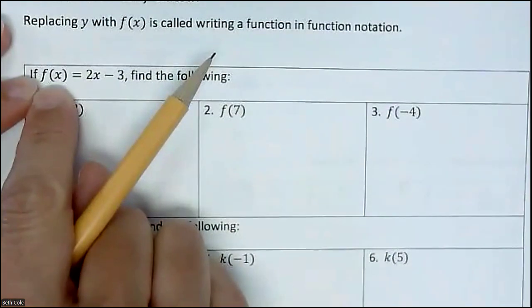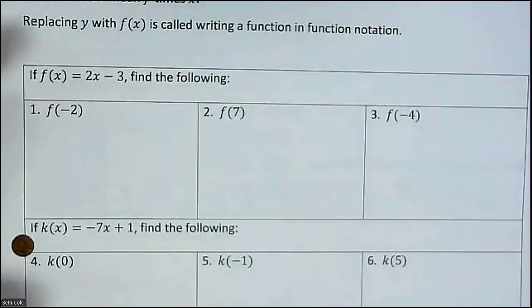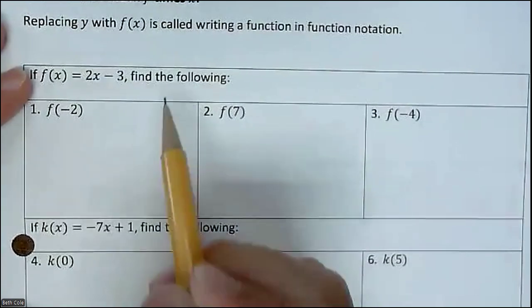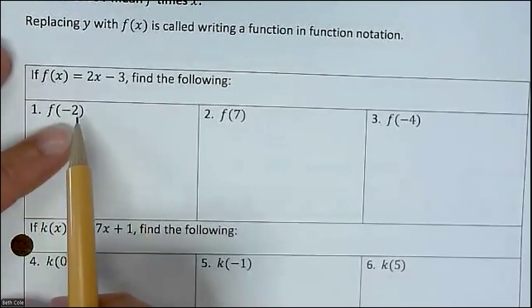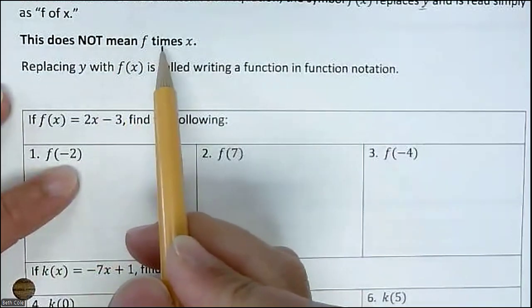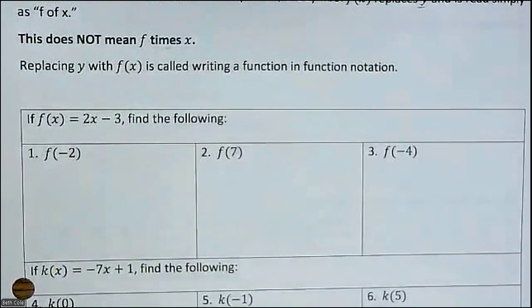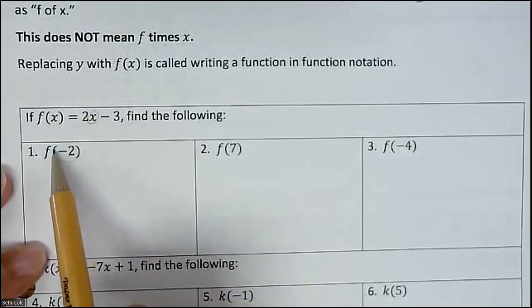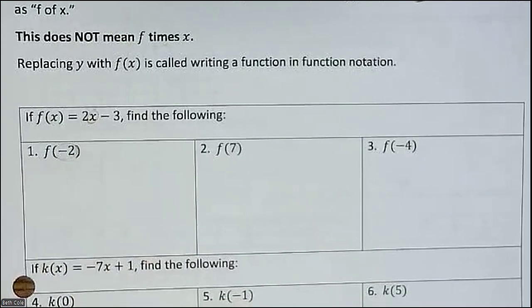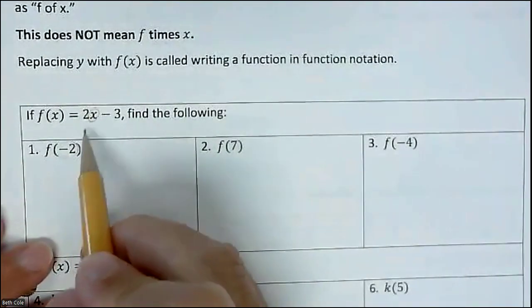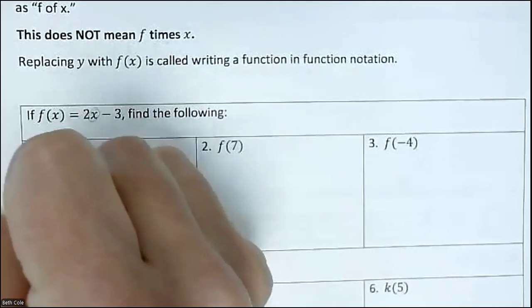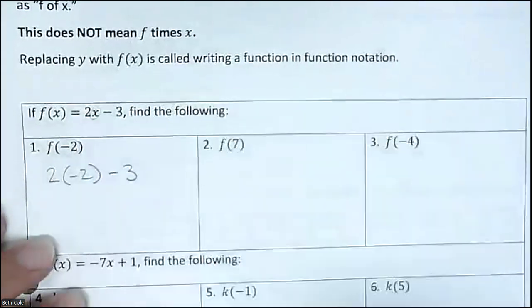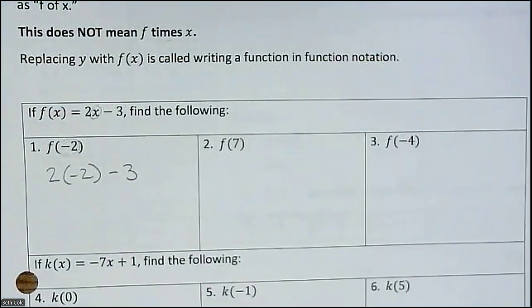So here's our function, f of x equals, think of it as y equals 2x minus 3, find the following. When it says f of negative 2, it does not mean multiplication. It is a replacement. Everywhere you see an x, you're going to replace it with a negative 2. And I always say give it a hug. What I mean is put parentheses around it. So we're going to plug negative 2 in for x. So it is going to look like this. You're taking out the x and you're replacing it with negative 2.